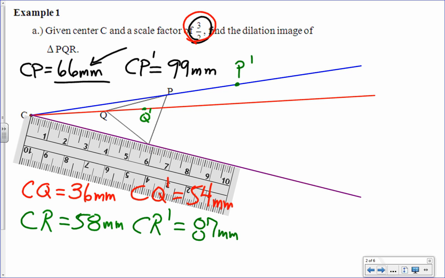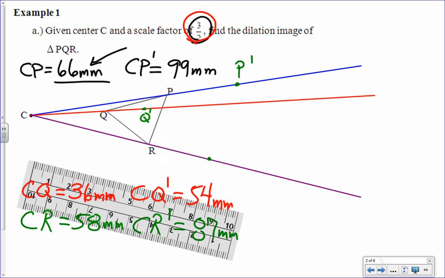I can correct anything that happens to be wrong in my statements. I'm hoping that I have these correct here. 87 then is what we need to find. Notice once again I would just line up my ruler on that same line and find 87. I would say it's right about there. All right, and that would be R prime because that's where it ended up.